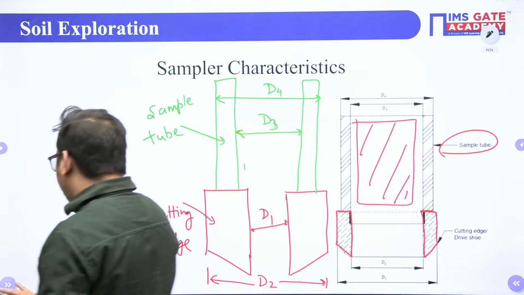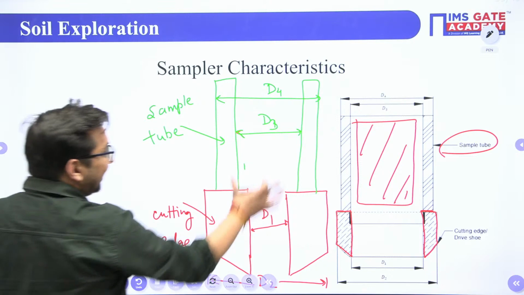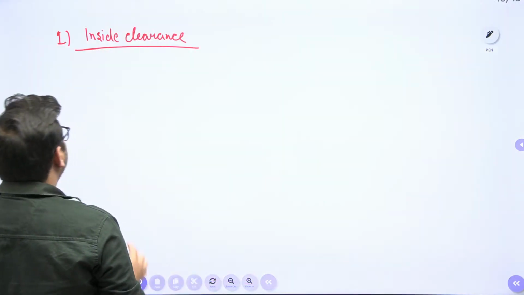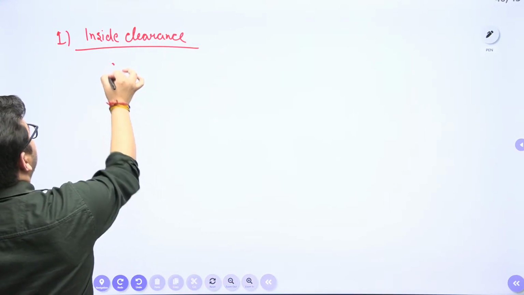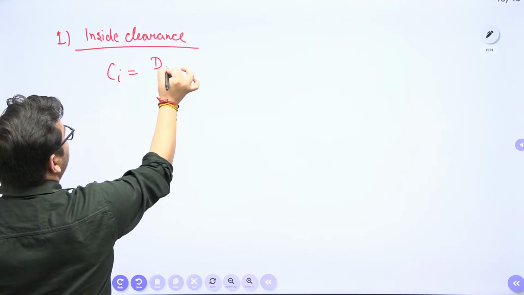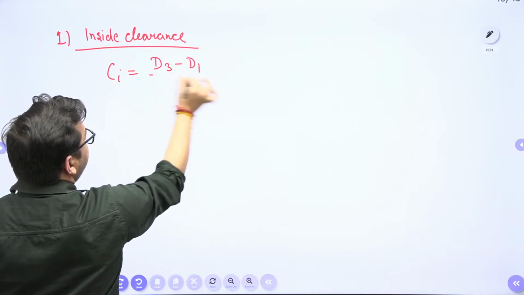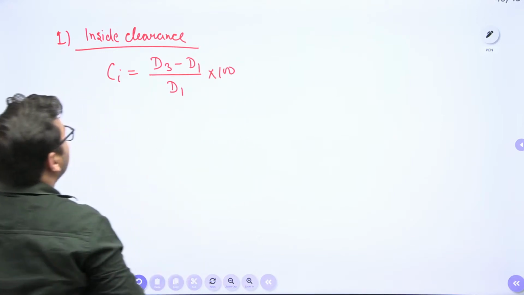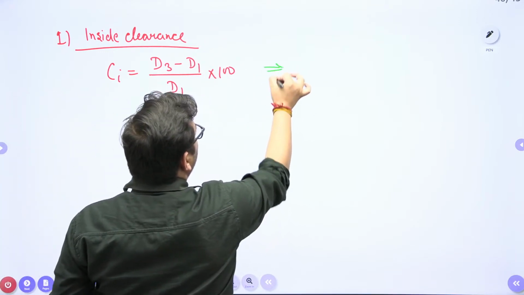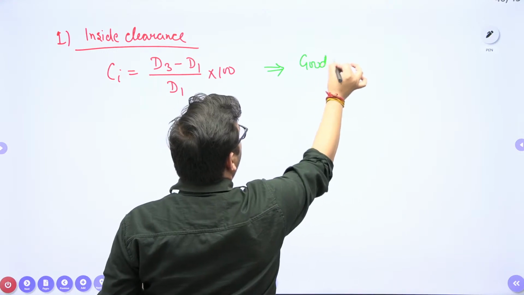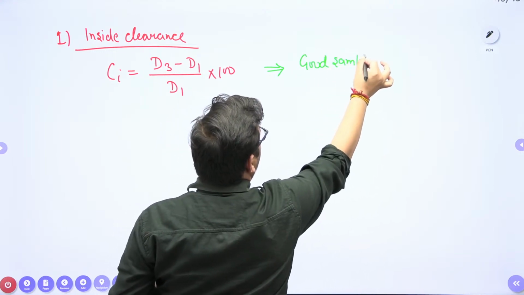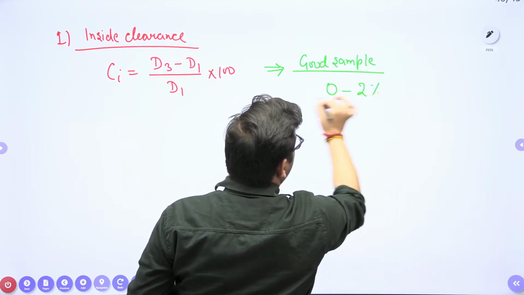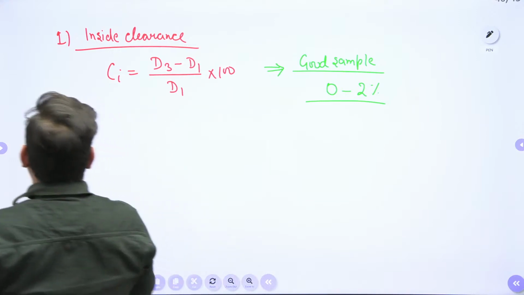So for that we have one ratio, that is inside clearance. It will be D3 minus D1 with respect to D1. So inside clearance, Ci, is D3 minus D1 upon D1, into 100. Clear? Its value for a good sample should be in between 0 to 2%, right?